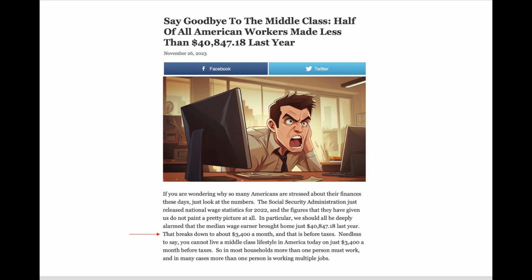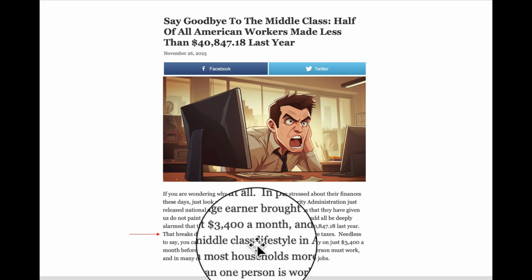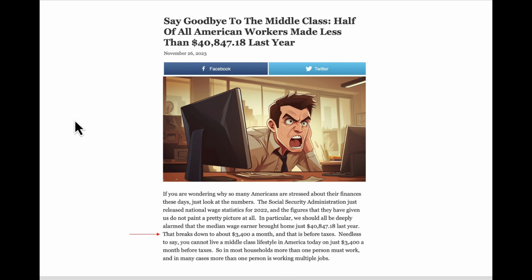$40,847.18. That is a number showing that half of all American workers make less than that. That absolutely shocked me. I thought it was a lot higher than that, but then I looked down at the print. You can see $3,400 a month. I really don't know how people are doing it, because that is a before-tax number, not a net after-tax number. I don't know how Americans are doing it, but those are the kinds of things that throw us into recession.